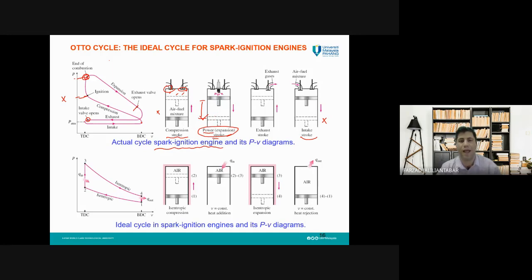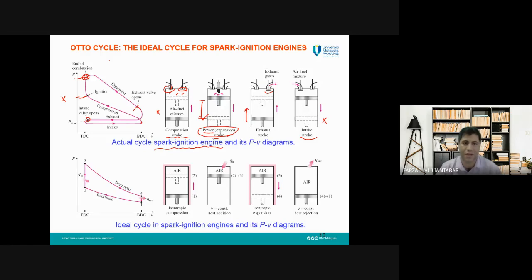After this, we will have another stroke, which we need to take out the burned or exhaust gases. So after the piston reaches its bottom dead center, it will start going up, and the exhaust valve will open. Then when the piston is going up from bottom dead center toward its top dead center, the exhaust gases will go out from the cylinder. This process is also shown on the PV diagram like this.